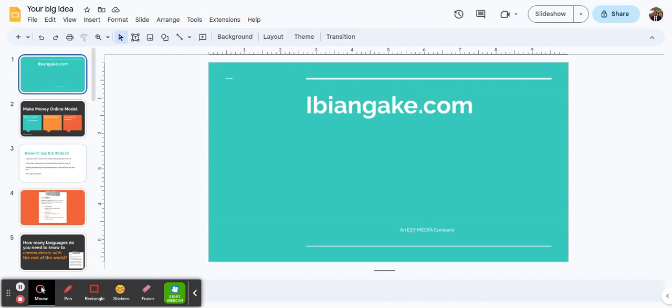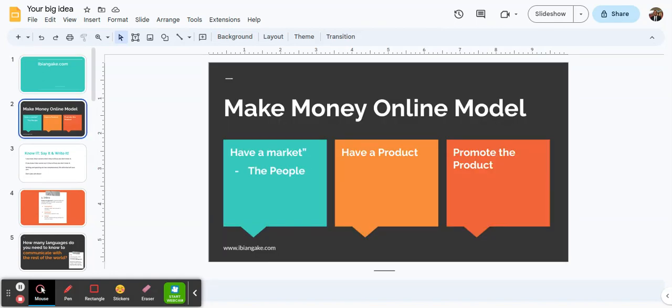Now the models are: one, you must have a market. The market here refers to the people that have needs. You must have a ready-to-buy market. There must be people who are willing to patronize whatever you want to sell.